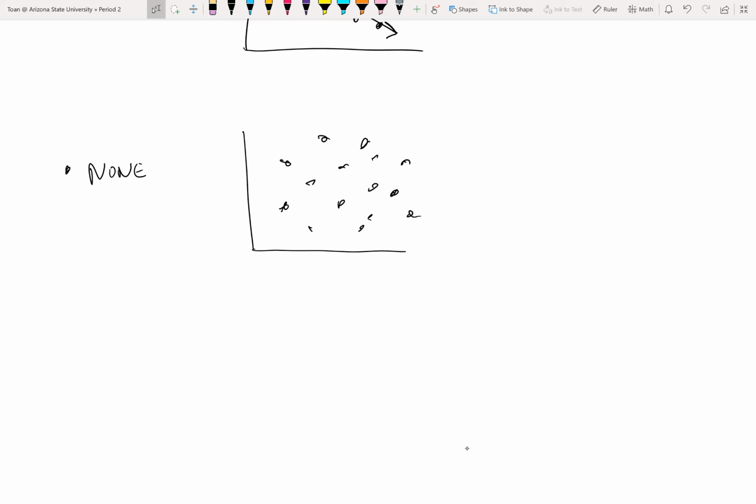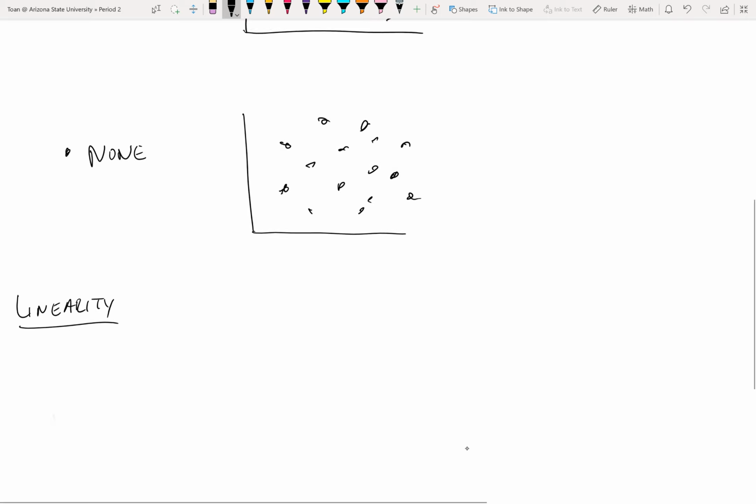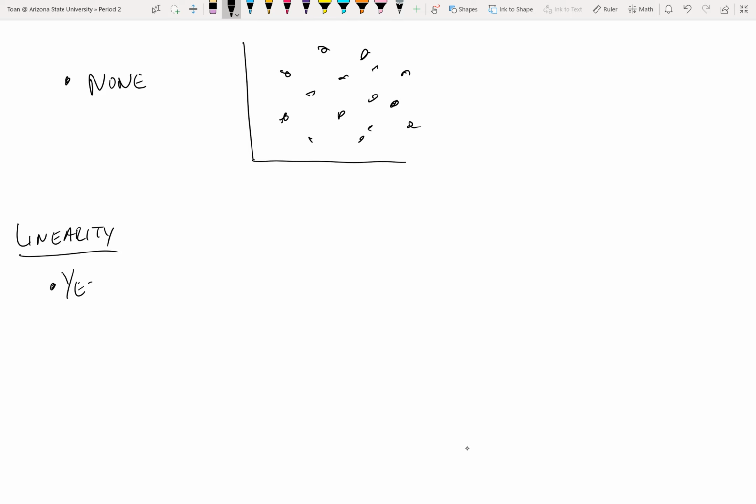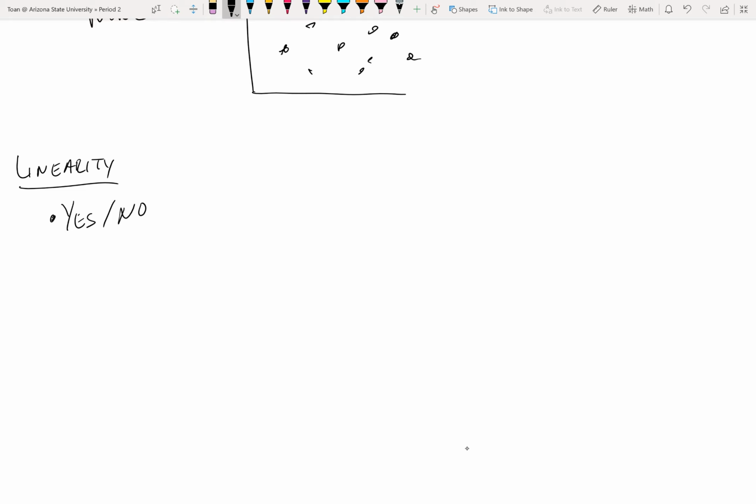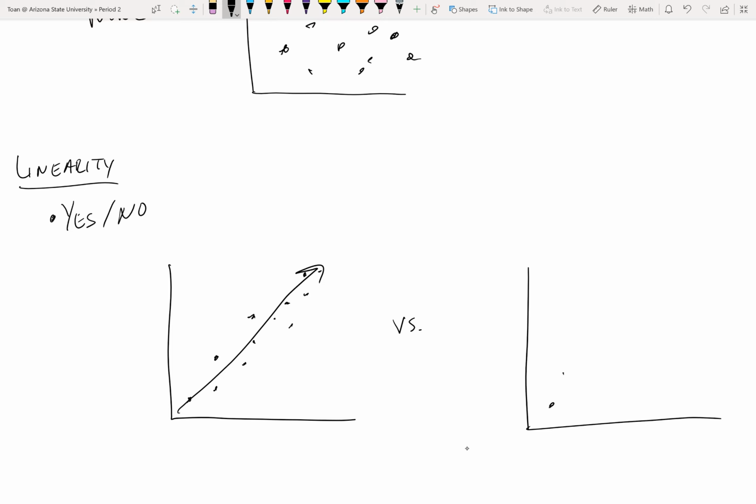The next thing we like to analyze when it comes to correlation is linearity. Linearity, the root word linear, is what it sounds like. How much of a line is it? It could be yes or no. So this is more of a yes, no thing. So for example, this would have linearity versus something that looks like this. It looks like it's going to be linear, but then it curls and plateaus. So the right one, I would say, does not have linearity, whereas the left one does.